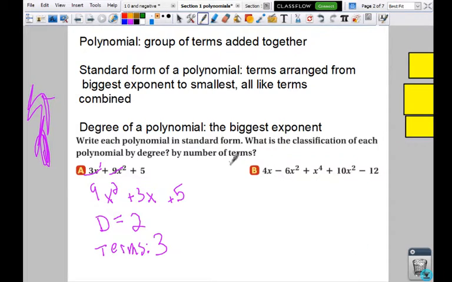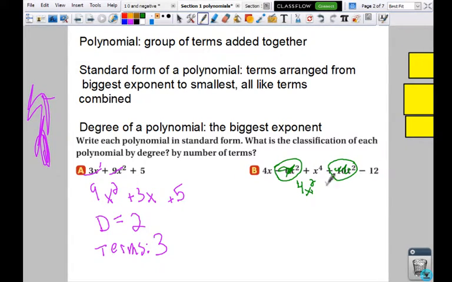So we're going to look at part B here. Let's combine our like terms first, and then we'll write it in standard form. As I go through, I have an x. Do I have any other just x's in this part B? No. I have an x squared. Do I have any more x squareds? Yes, I have a negative 6x squared and a plus 10x squared. Negative 6x squared plus 10x squared is 4x squared. So I'm going to combine those. And then x to the 4 can't combine, negative 12 can't combine.